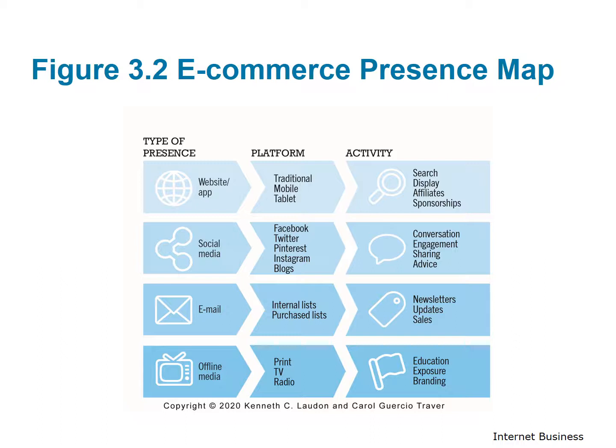The third type of presence, email, uses an internal list and purchased list as a platform. Activities include newsletter, update, and sale. The fourth type of presence, offline media, uses print, TV, and radio as a platform. Activities include education, exposure, and branding.